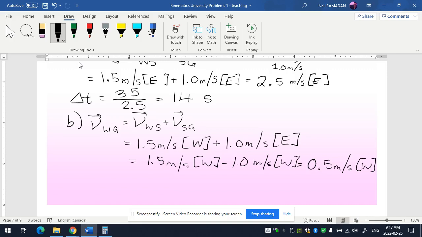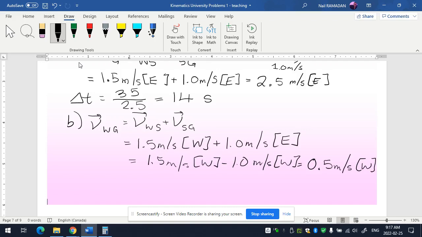Everyone, question. What's 0.5 compared to 2.5? What's 5 compared to 25? 1/5, right? So she's 1/5 as fast, which means how long should it take her now? 5 times longer. Make sense? If you're 5 times slower, it's got to take you 5 times longer.